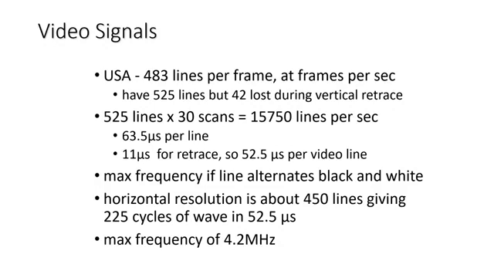As a worst-case scenario, a scanning line could be made up of 450 elements alternating black and white. That is 450 divided by 2, which gives us 225 cycles of the wave in 52.5 microseconds, for a maximum frequency of about 4.2 megahertz. Therefore, the bandwidth of the video signal is about 4 megahertz.